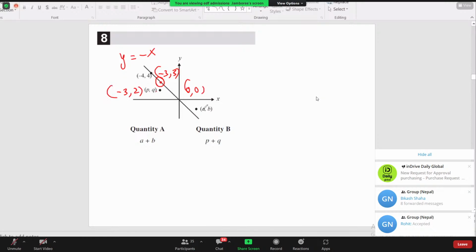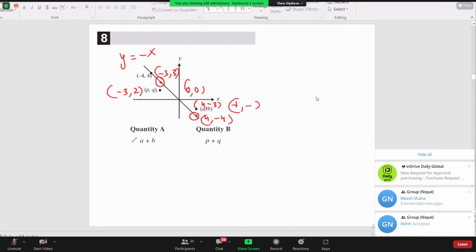Similarly, if you look at A comma B, this point is lying in the fourth quadrant. So it needs to be of the form positive comma negative, but it is lying above this line. So if I pick a point on this line somewhere here, that will be, let's say, 4 comma minus 4. So if I take a point above this line, it will have x coordinate as 4 only and y coordinate will be something lesser than that. So let's say minus 3.